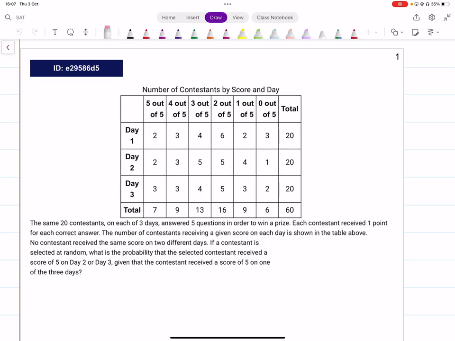The same 20 contestants on each of 3 days. So take 30 seconds, read the question statement. इसके बजाय ये एक बार पढ़ लें. How many of you have attempted these PDFs? सारे नहीं थे? Okay. ये जल्दी से पढ़ें इनके पास question statement.